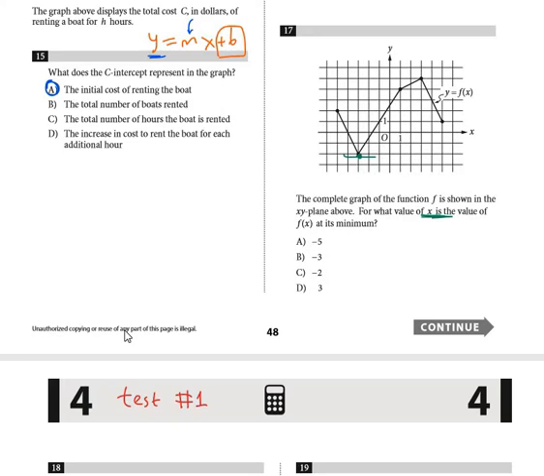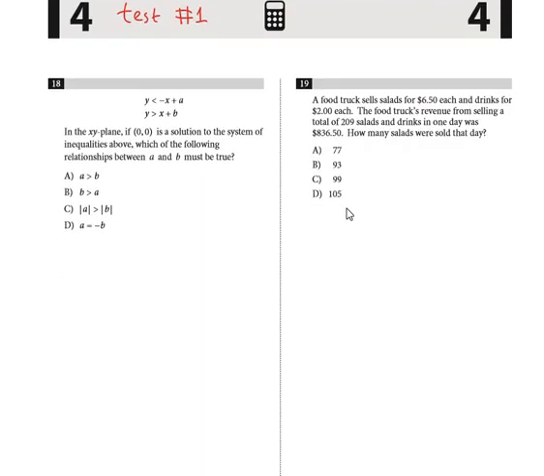So let's find on the graph. This is our origin. So negative 1, negative 2, negative 3 is the x coordinate of this point. So this point is actually negative 3, 1, 2, negative 2. And we are interested in the x coordinate. Number 18.